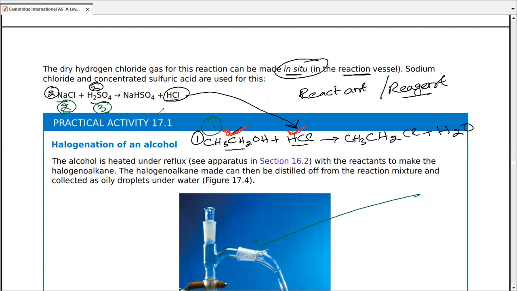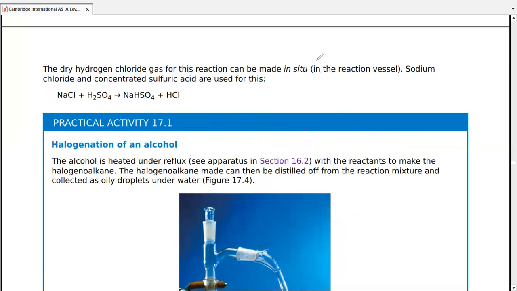Why? We do not directly put HCl into the reaction mixture. Instead, we put NaCl and H2SO4. That's what the word reagent means. Reagent means the chemical that you throw into the reaction mixture. Reactant means the actual chemical because of which the whole reaction is taking place, whether you put it in its original form into the reaction mixture or you produce it in situ in the reaction vessel. It does not matter. All right. Great. So if you're clear on the differences, let's move forward.